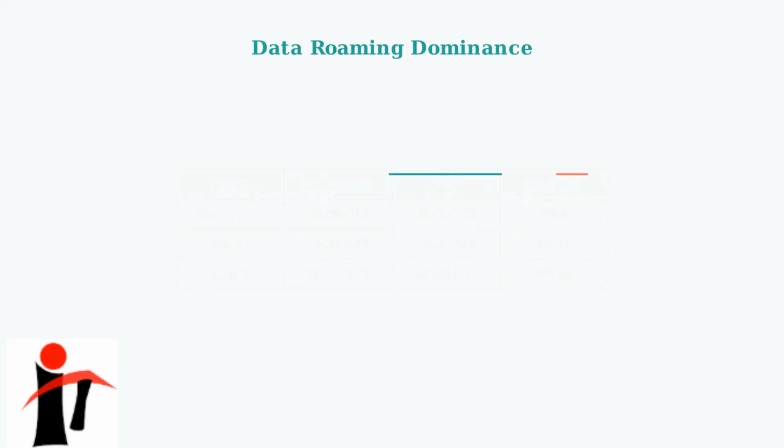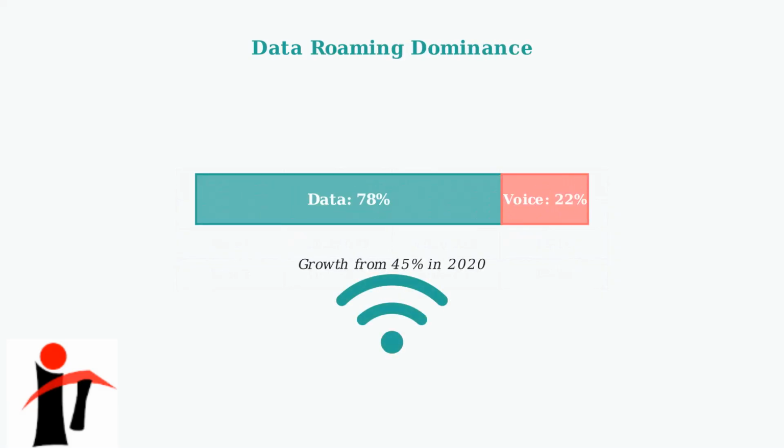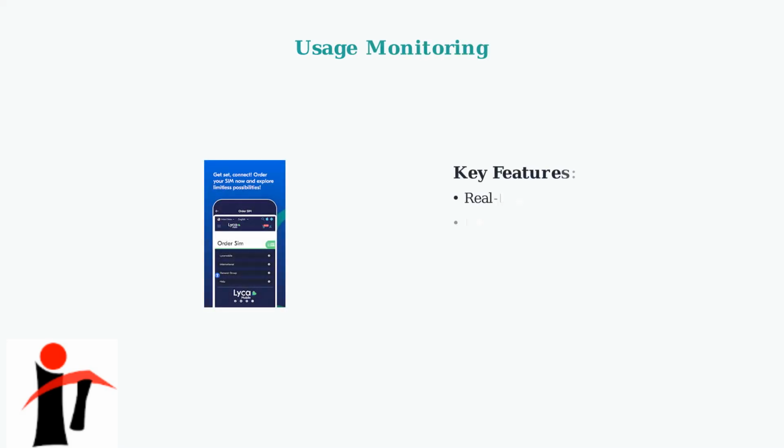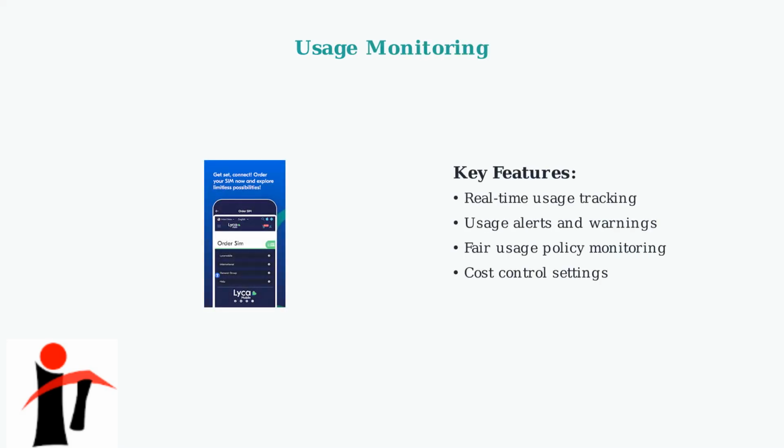Data roaming has become the dominant service, now accounting for 78% of Lycamobile's roaming revenue, up dramatically from just 45% in 2020. It's crucial to monitor your usage through Lycamobile's mobile app to avoid unexpected charges. The app provides real-time usage tracking and helps you stay within fair usage limits.